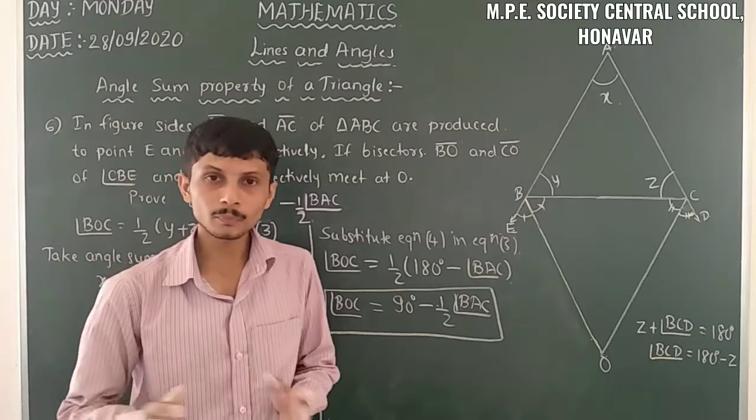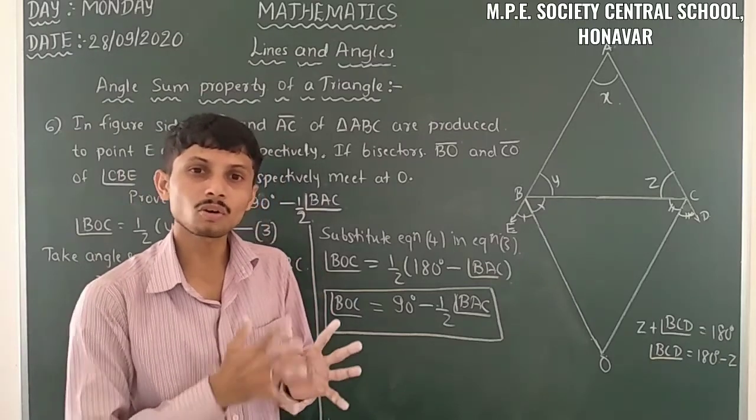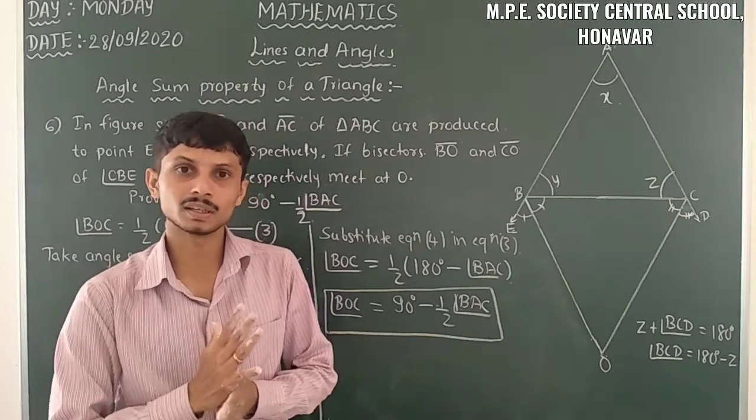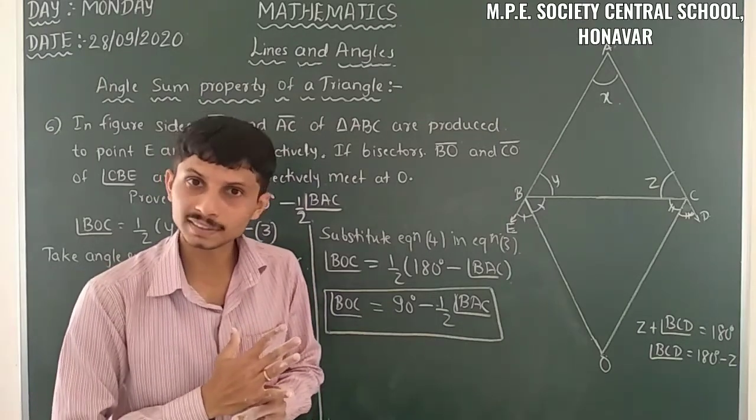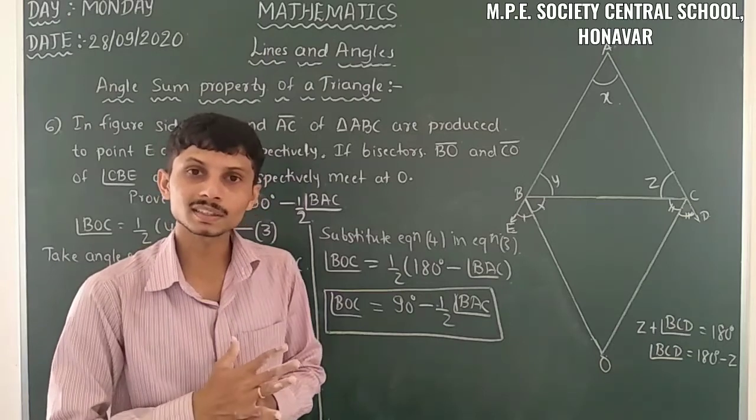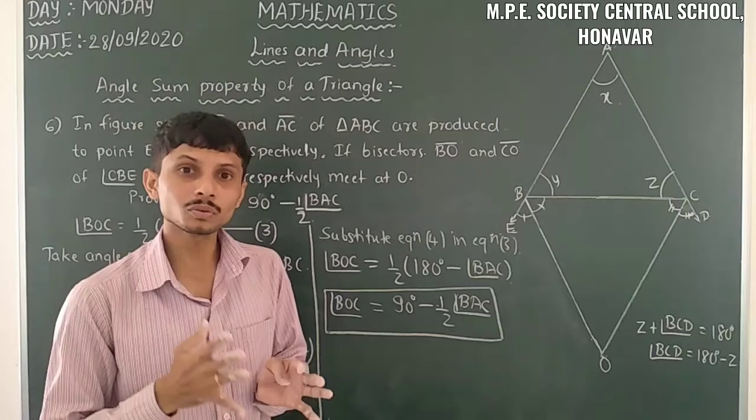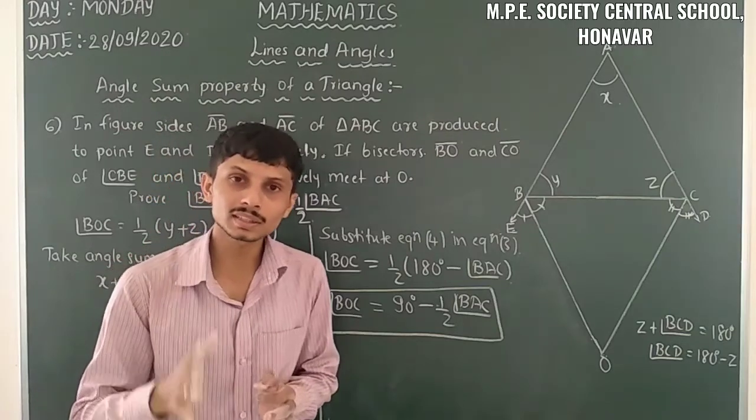So that means here what we have to do is take all the possibilities. Firstly we have to take the angle sum property. Also we have bisectors. So from those bisectors also we have to convert some angles here. So we have to take the possibility.